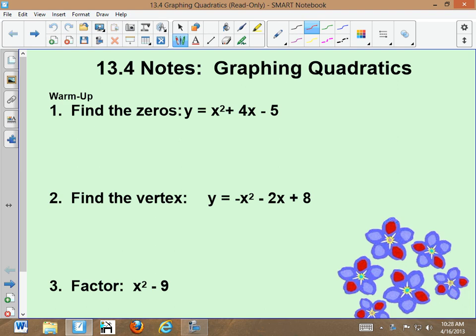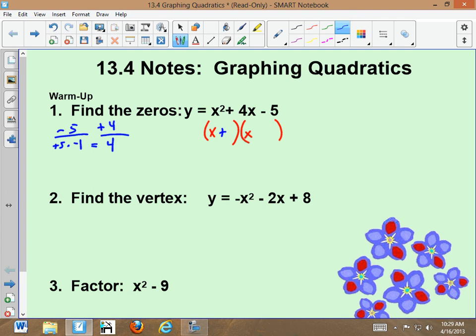I need to take my quadratic equation and figure out what each x equals. I will have two different values for my x. I'm going to break this into two binomials. You should be very used to this because we've been doing this for quite some time. So I need two numbers that multiplied together give me -5, but add up to 4. I'm going to go with +5 times -1. That adds up to +4.